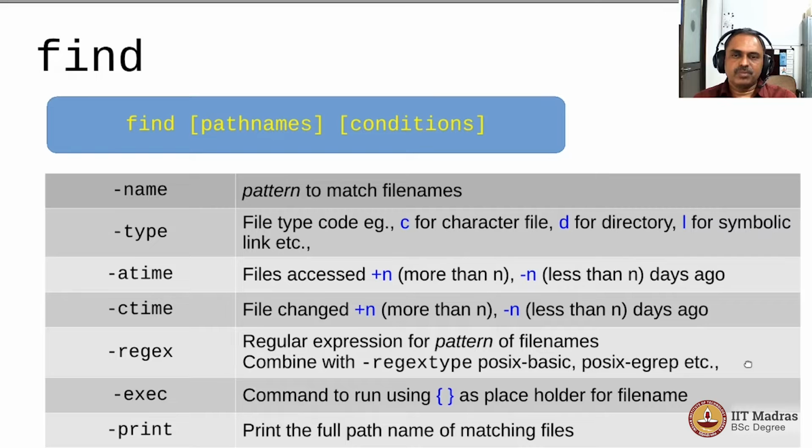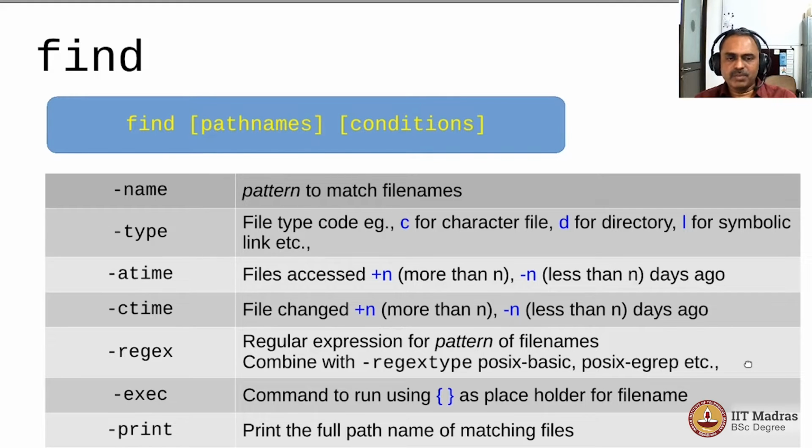Then minus type is a condition where you could actually tell what type of a file are you looking for. And the code is C for character file, D for directory, L for symbolic link, etc. Minus atime is a condition to check how many days back was the file accessed. So was it like plus 30, that means more than 30 days back, or minus 30, less than 30 days back. So this is useful in finding out what are the recently accessed files or what are the one of the oldest files touched in the system.